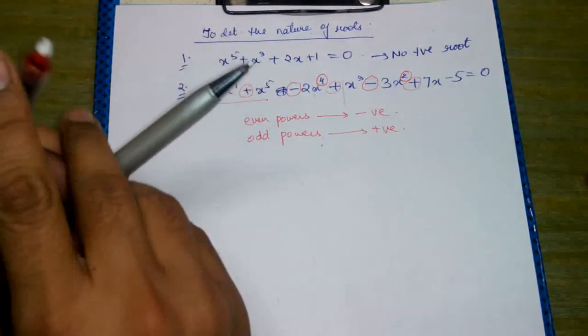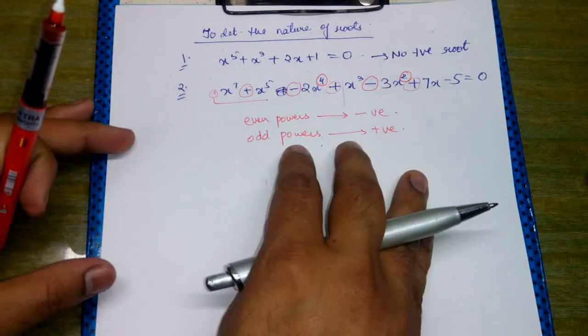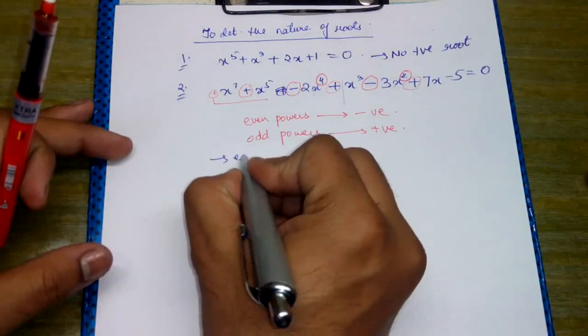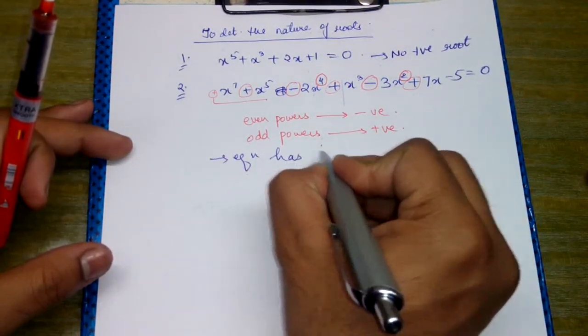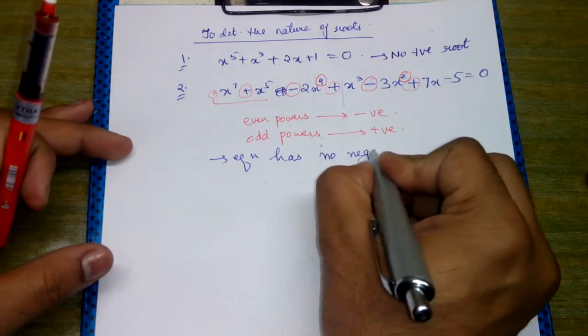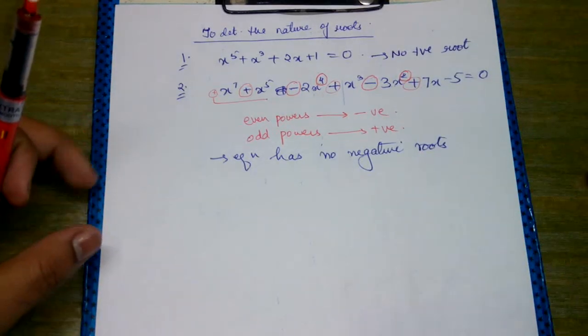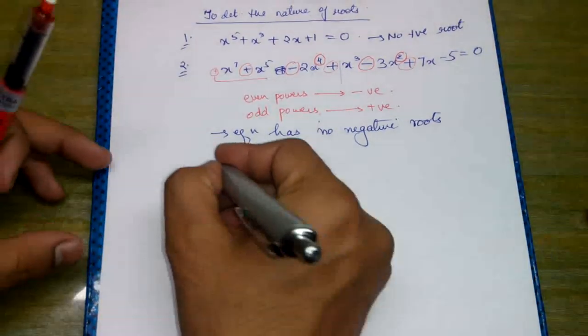So if this be the case, then the equation has no negative roots. ठीक है, तो equation will have no negative root.